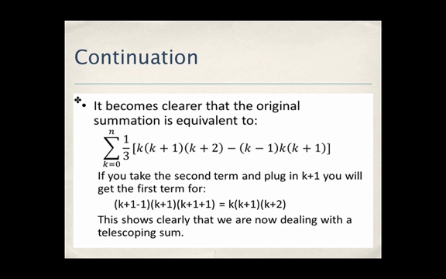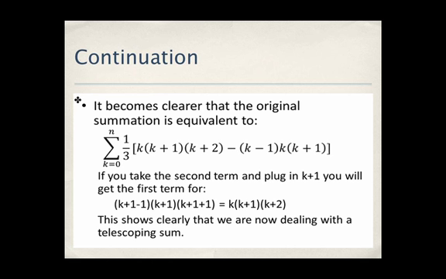This is a continuation of the previous example. It becomes clearer that the original summation is equivalent to the sum from k equals 0 to n of 1 over 3. Remember from the last slide that we are dividing by 1 over 3 from the right side to make it equivalent to the original summation. So it's 1 over 3 times k plus 1 times k plus 2. Then we subtract the next term in the series, which is k minus 1 times k times the value of k plus 1.